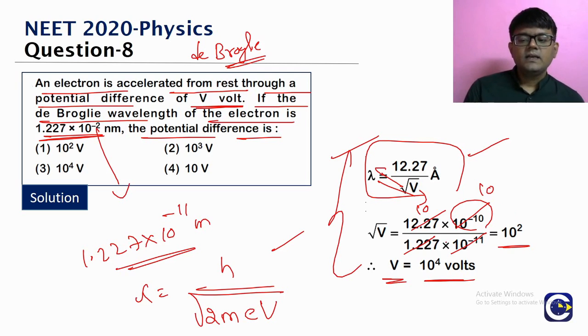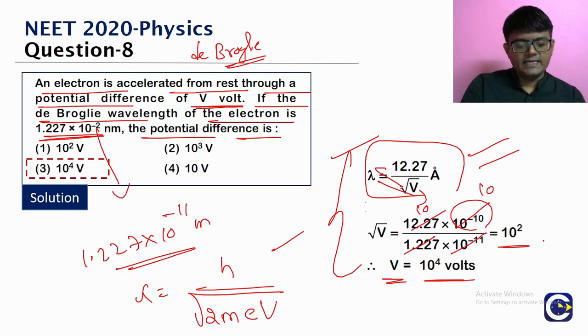So we get root V is equal to 10 square. If we remember this formula, it is very straightforward. In fact, I took some time to explain how that formula comes about, but if you have already done that in your regular classes or preparation time, you can go straight to the formula. Root V is 10 square, so V will be 10 power 4 volt. So what is the correct answer for this? Option 3 will be the right answer.